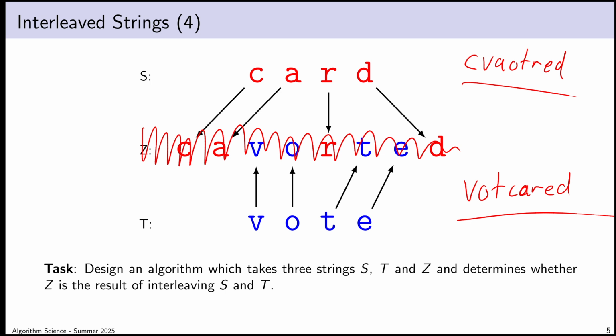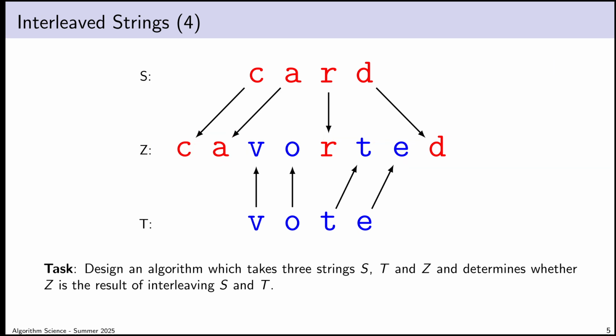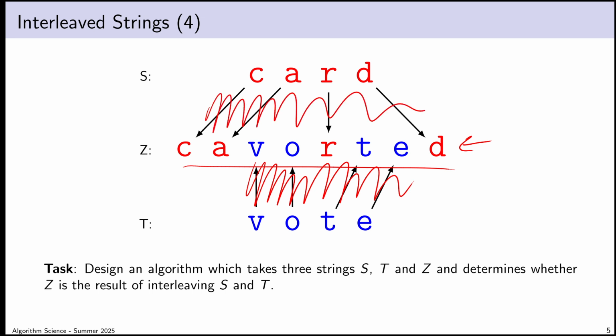In this case, the algorithm I want to design is given a third string, a specific string that is purported to be the interleaved result of S and T. You have to decide whether this truly is the result of interleaving S and T. And you don't get any of these arrows or the handy color scheme. You're just given the three strings, and you're asked, is it true that the string Z can be created by interleaving S and T?